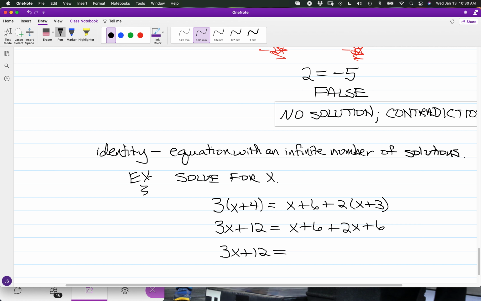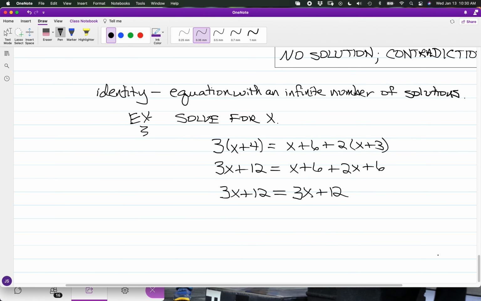Okay, so we have 3x plus 12, and if we combine like terms together, we have x plus 2x comes out to 3x, and 6 plus 6 is 12. And you already see the pattern here. We have identical terms.